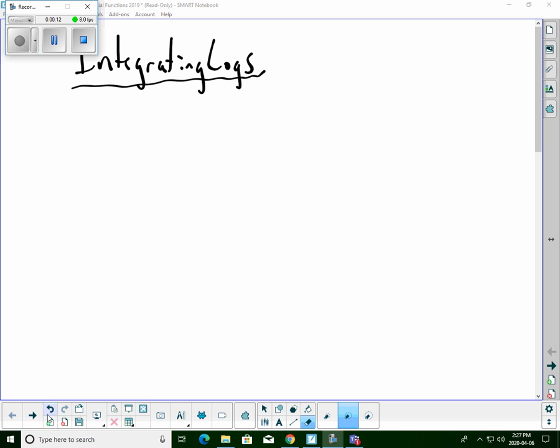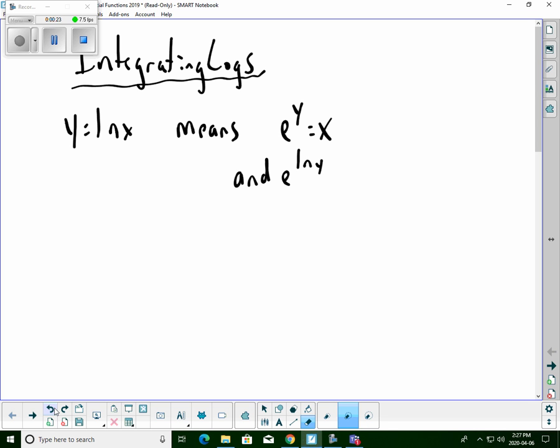If we have y is equal to the natural log of x, which is ln x, that means that we have e to the y equals x. They're the same thing. And e to the ln y, well, it's great because e and ln are kind of inverses of each other, so they kind of cancel out, so it just becomes y, if y is greater than 0. If it's not greater than 0, that's another class. We don't get into that at high school at all.